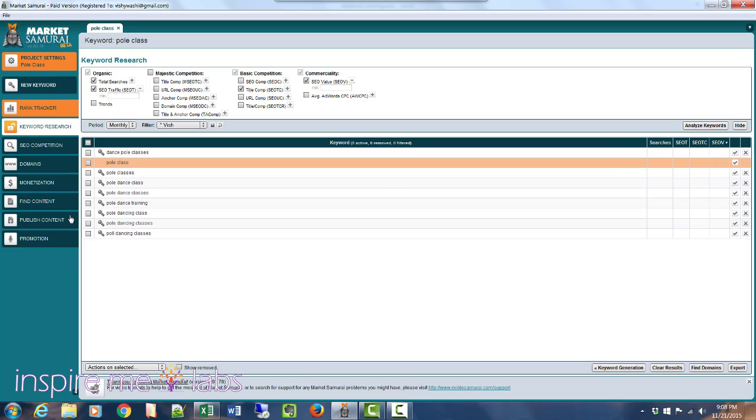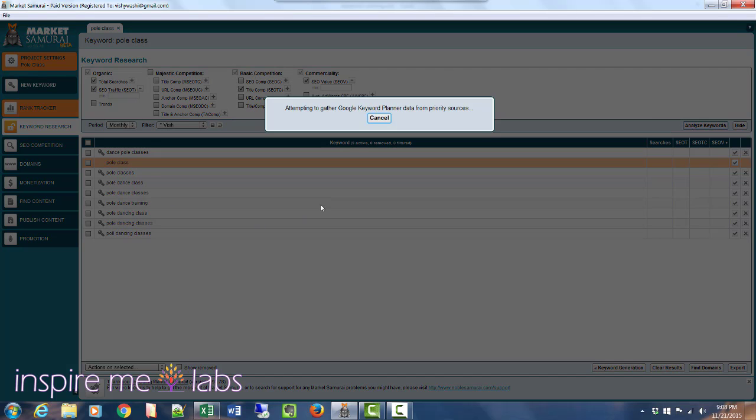Okay, so now that I've explained this, I'm going to hit the Analyze Keywords button, and it's going to go to the Google Keyword Planner and start scraping the data. Okay, so we're just going to have to wait a bit over here until it pulls out the data. It'll take a little bit of time to get the data. I'm going to pause the video and come back.